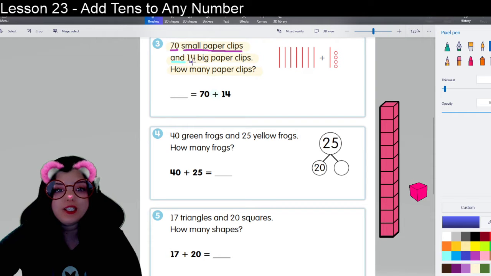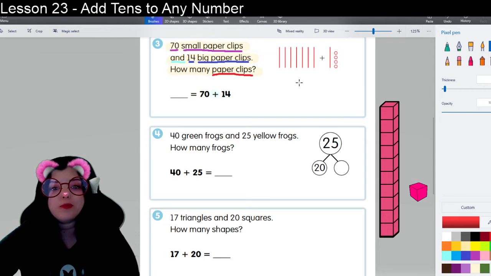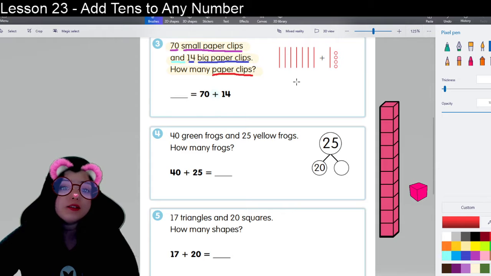And 14 big paper clips. 14 is the number, big paper clips is the object. How many paper clips? They want to know how many paper clips. Not how many cats, not how many dogs. They want to know how many paper clips. That's why it's important to make sure we know what they are asking us. What numbers do they want us to bring together?